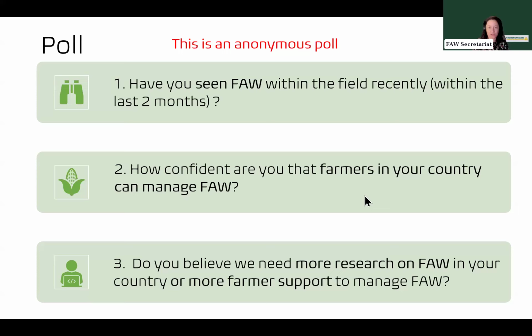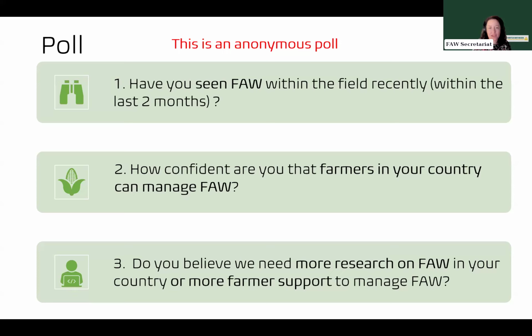I'm going to share the results, and let's just see what we're saying in the room as a bit of a warm-up. Should be able to see them now. Have you seen fall armyworm within the field recently? So within the last 2 months, we've got 45% yes, 53% no, and 2% maybe. I'm not sure if it was fall armyworm. So hopefully that will change by the end of this session, or you'll know where to go and get that checked.